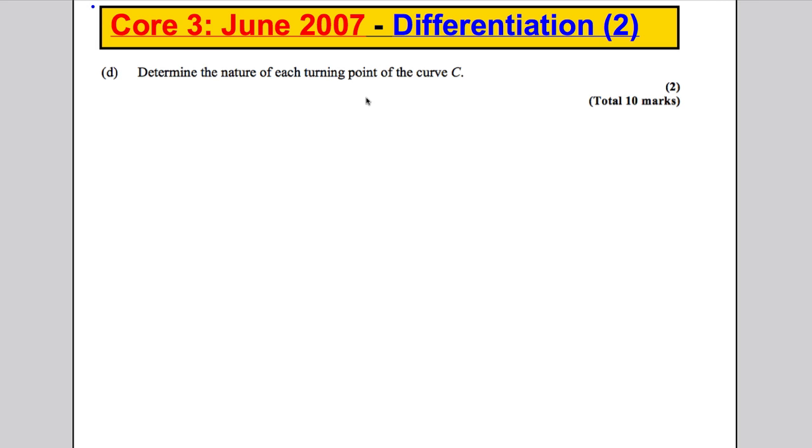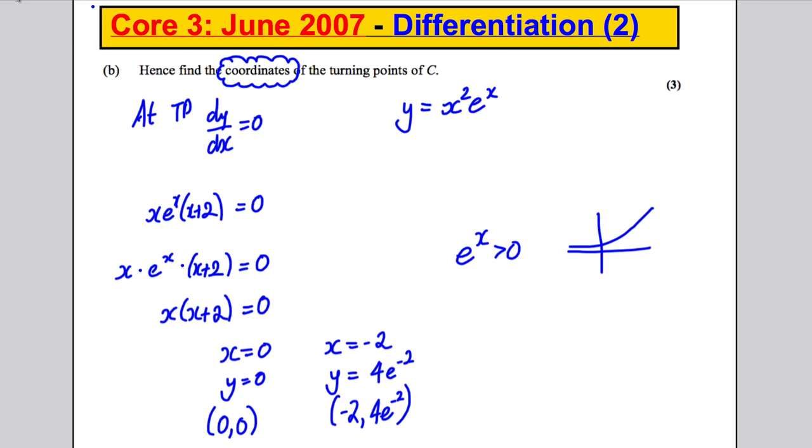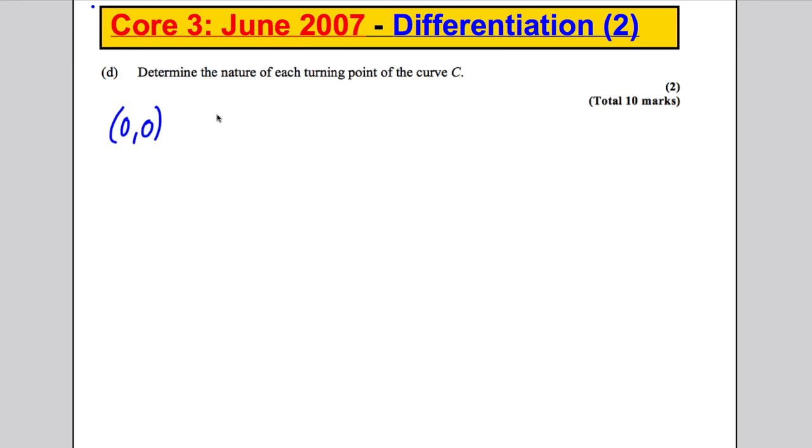Part D, determine the nature of each of the stationary points. Remember, the stationary points were at (0, 0) and the other one was at (-2, 4e^-2). Remember how to do this: you work out the sign of the second derivative.